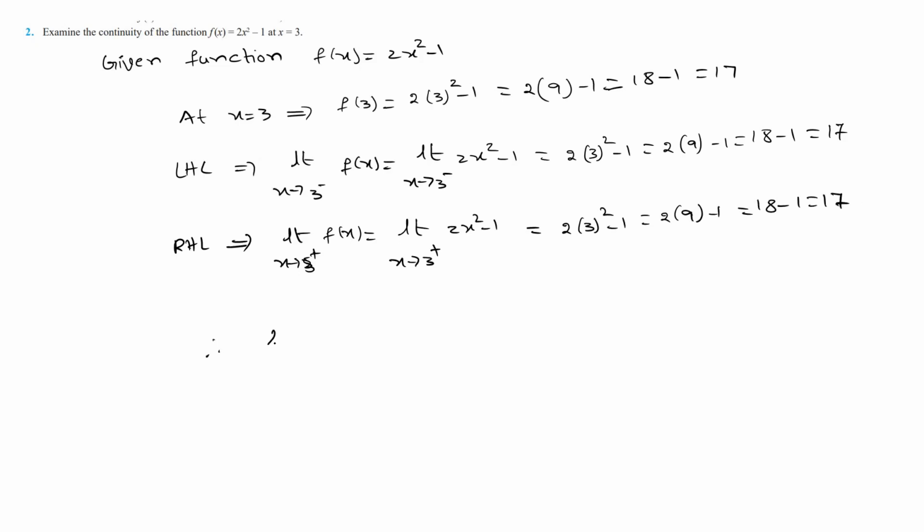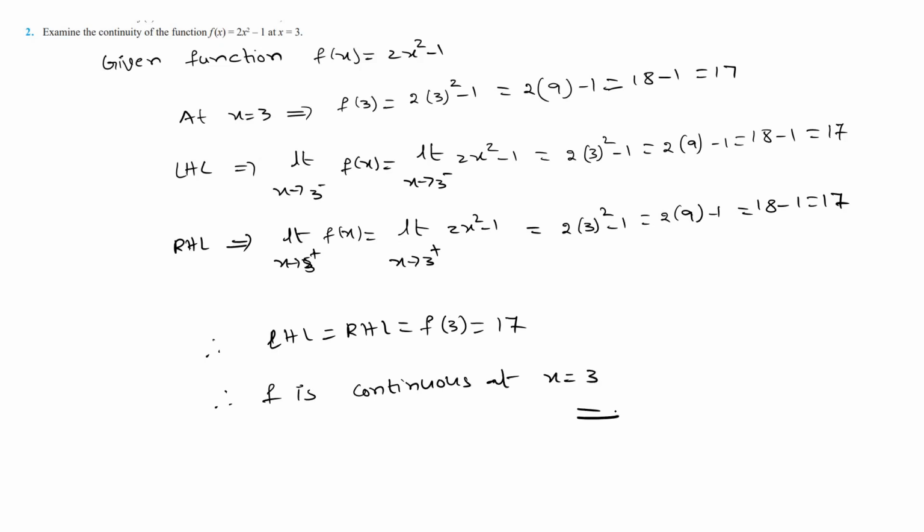Therefore, LHL is equal to RHL is equal to f of 3 is equal to 17 here. Therefore, f is continuous at x is equal to 3 here. Okay.